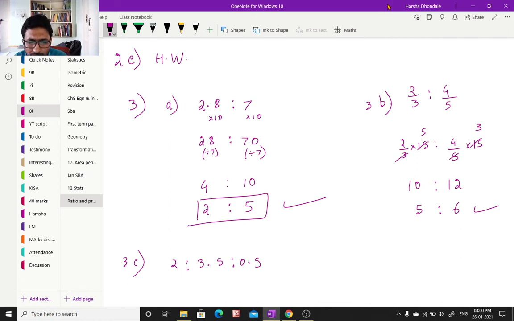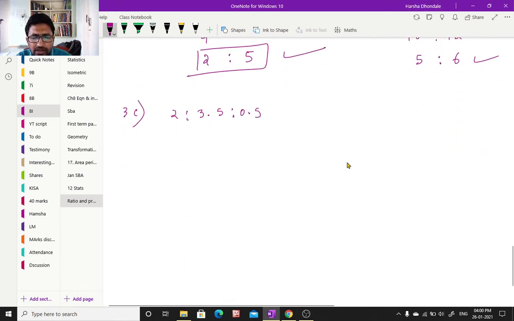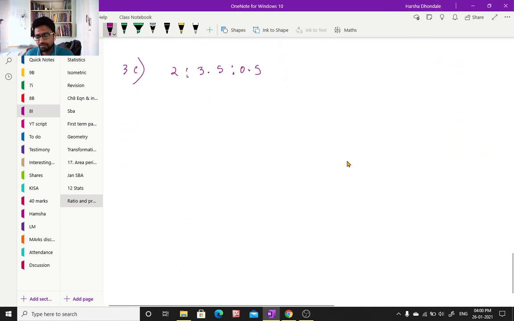Next it is 3C, 2 is to 3.5 is to 0.5. I'm sure you would have done all such problems in your grade 7 already. It's just like a revision. Basically, most of your chapters are repetition of grade 7. So you feel that you would have learned this. And in case you have not learned this, then you're learning it now.